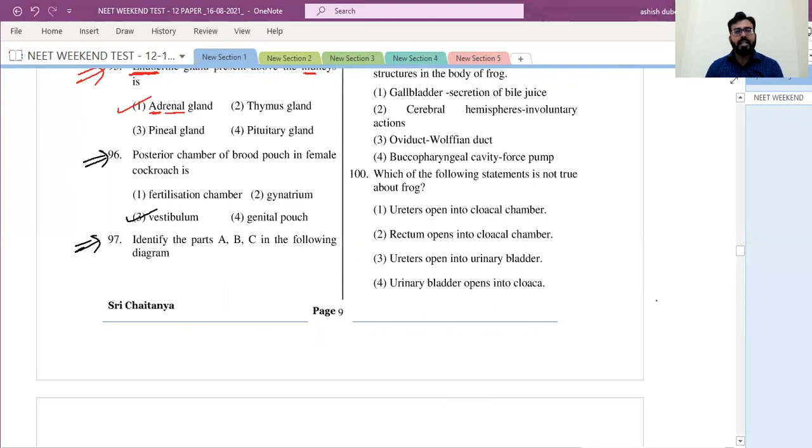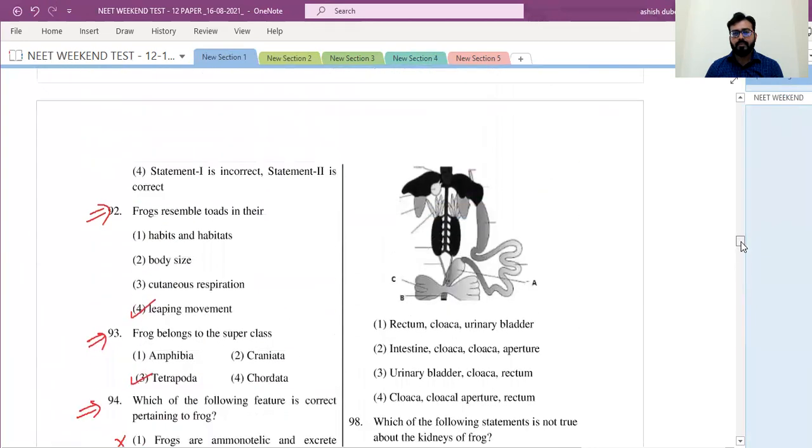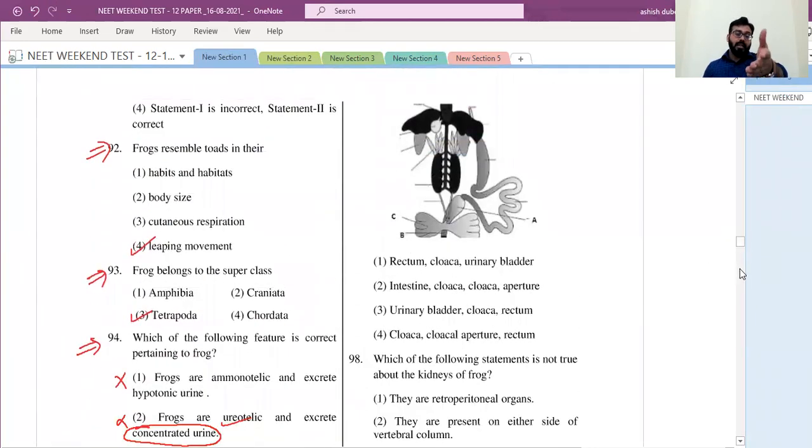97. Identify the parts A, B, C in the following diagram. The NCERT diagram, digestive system diagram. A, B, and C they are asking about. So A is the rectum. B is the cloaca. C is the urinary bladder. Respectively we have to tell. So A is the rectum, B is the cloaca, and C is the urinary bladder. The first one is the answer.